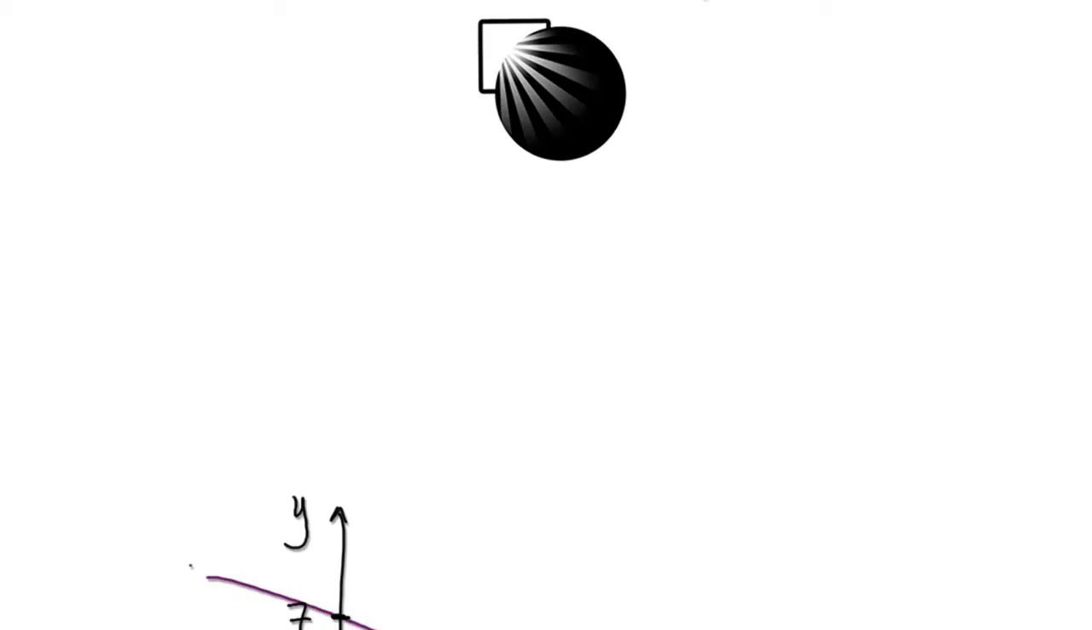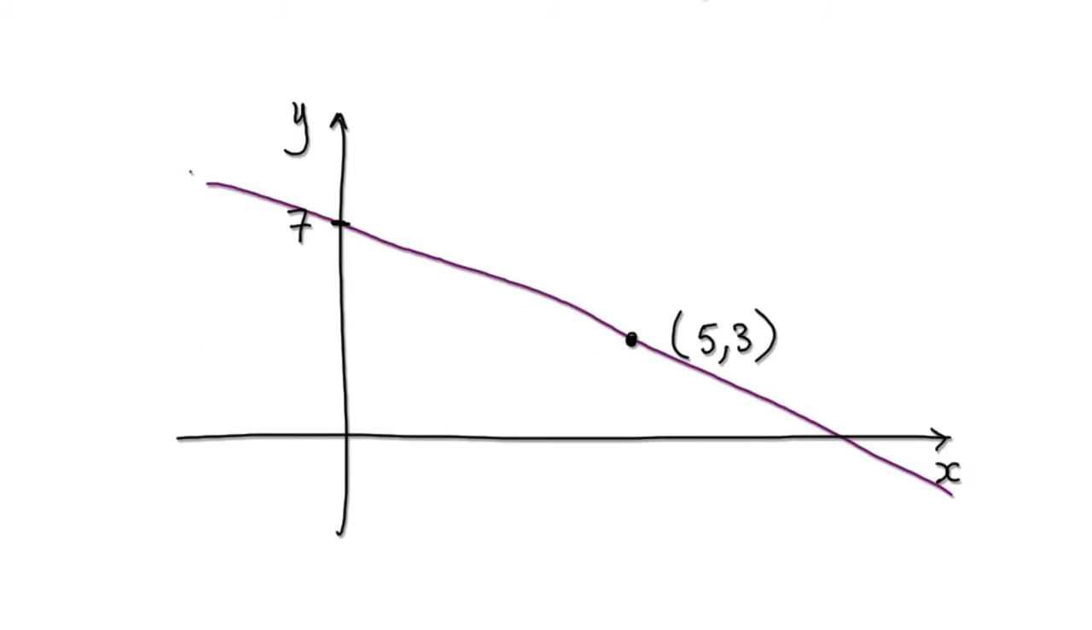Okay, let's give you guys some practice. So here I've got a straight line. Imagine this is a straight line. It goes through 7. So this point here is 7, and it goes through this point here, 5, 3, meaning 5 across and then 3 up. Work out the area of this triangle.